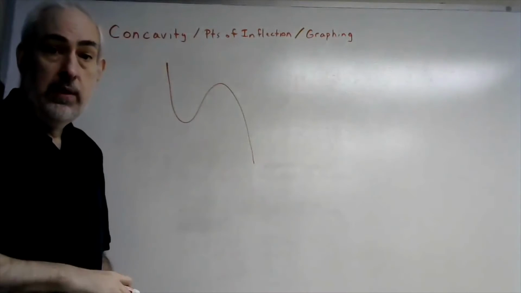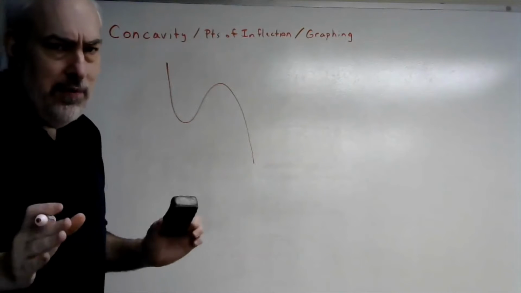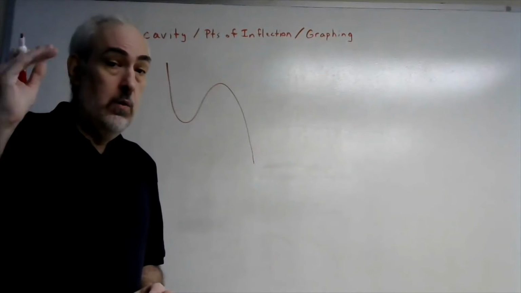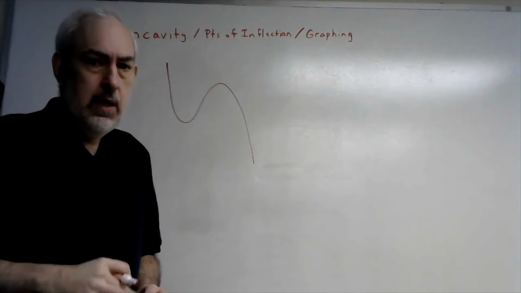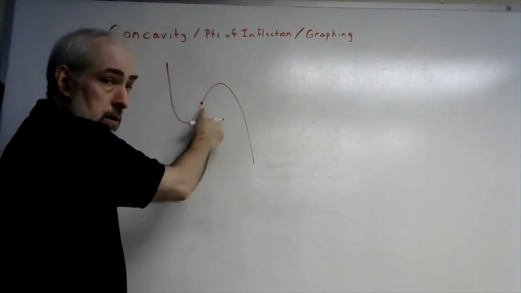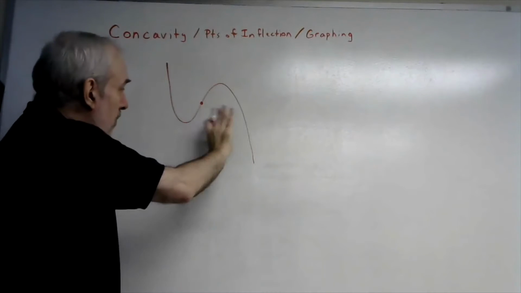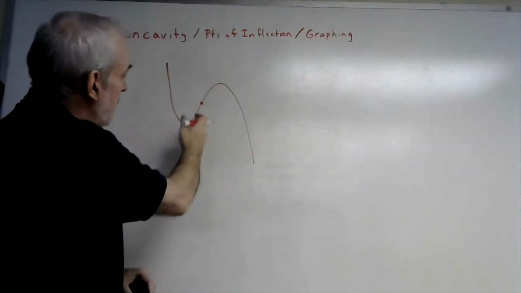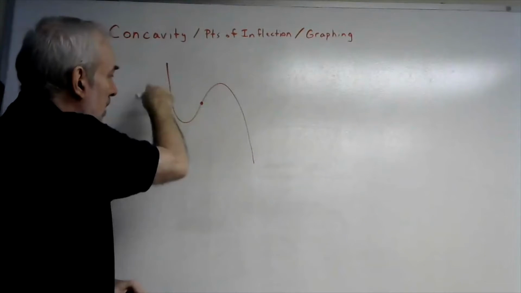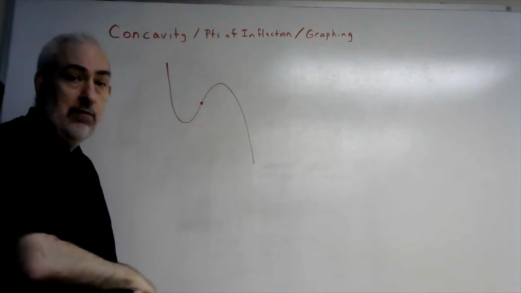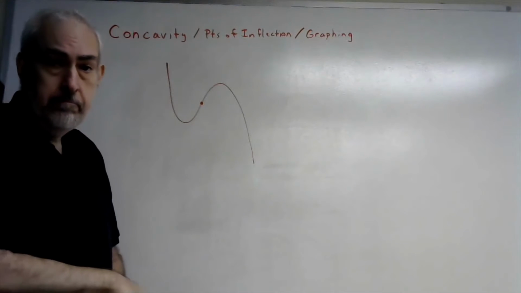This graph has a point of inflection. Now, points of inflection are not so obvious exactly where they are, like a local max or a local min, but I would estimate that it's right around there. Everywhere to the right looks like part of a concave down parabola. Everything to the left looks like it's part of a concave up parabola. So this is my best guess as to where the point of inflection is.